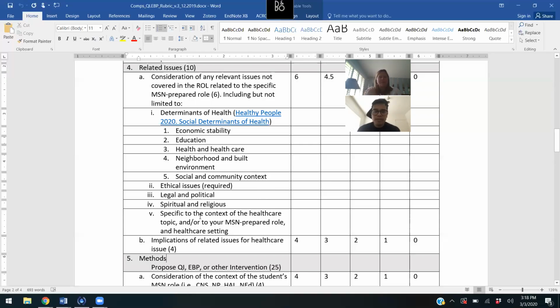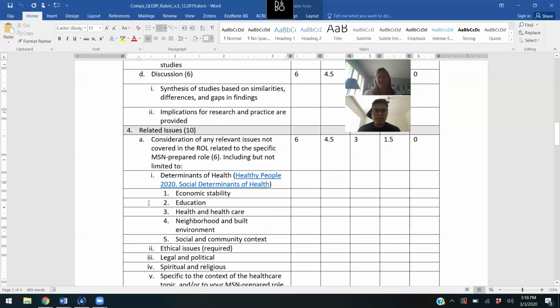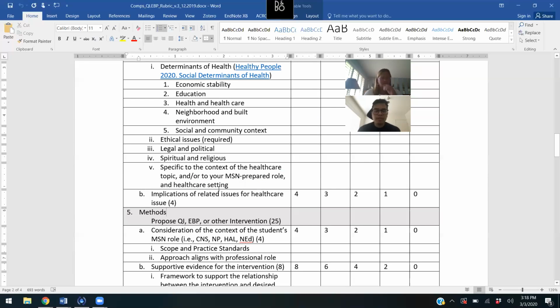Okay. So it would be more related to that, and if you haven't already addressed it in your review of the literature. If you've already done this somewhere else in your paper, then you don't have to really put it in there.